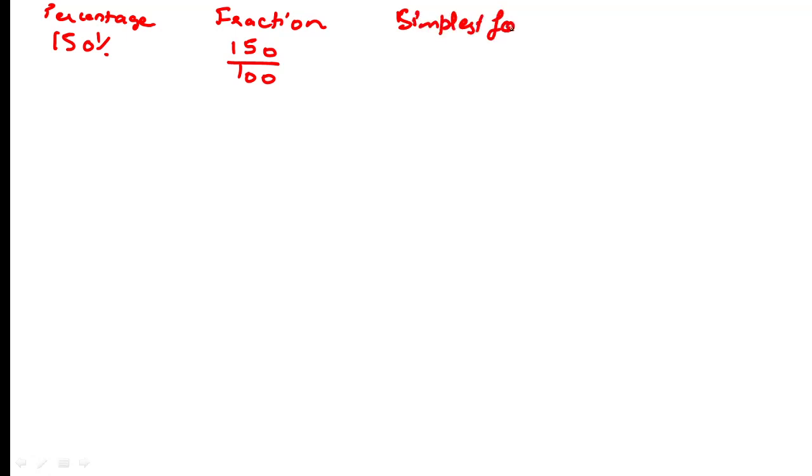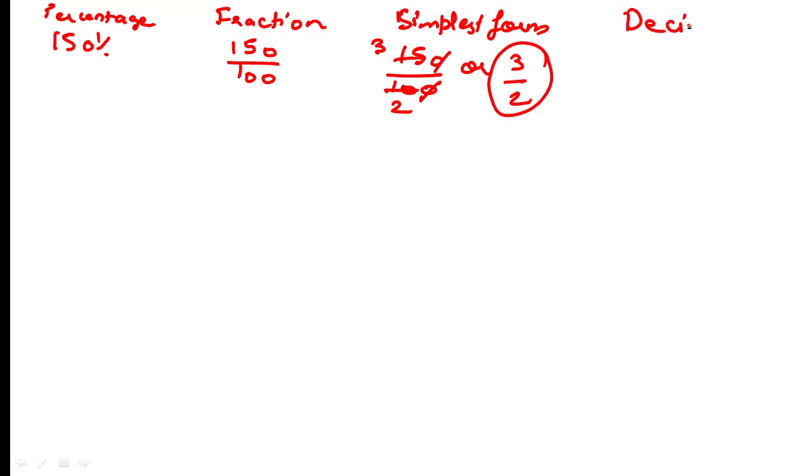Next is your simplest form. Simplest form is to reduce this fraction. So 150 upon 100, the 0 will cancel. Dividing by 5, 5 threes are 15, 5 twos are 10, so the simplest form is 3 upon 2. And last is your decimal form. On dividing 3 by 2, 2 ones are 2, remainder 1, then 10, 2 fives are 10. So you will obtain the required result 1.5. This is your decimal form.